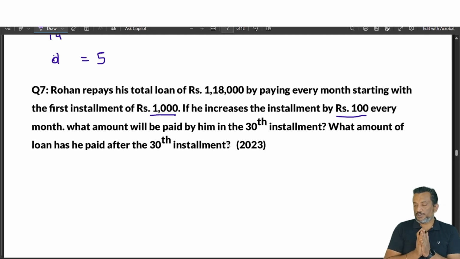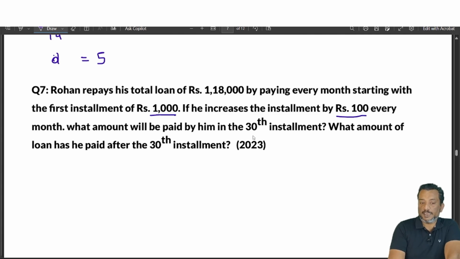First, understand the question. Simply, it is saying Rohan is a person who is taking a 1,18,000 loan, and his first installment is 1,000 rupees. But the condition is that if he pays 1,000 rupees in the first month, next month he will pay 1,100 rupees, because every month his installment will increase by 100 rupees. So this 100 is your common difference, and the first term is 1,000 rupees. In the same way, in the third month again 100 rupees will increase, and in the fourth month again 100 rupees will increase.